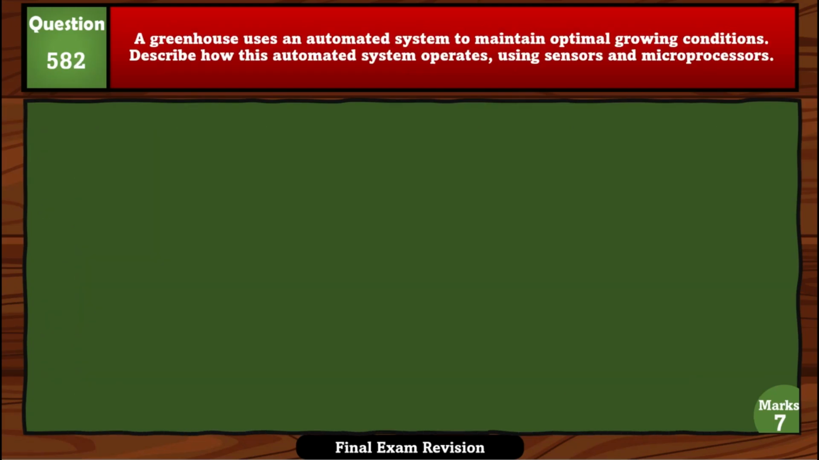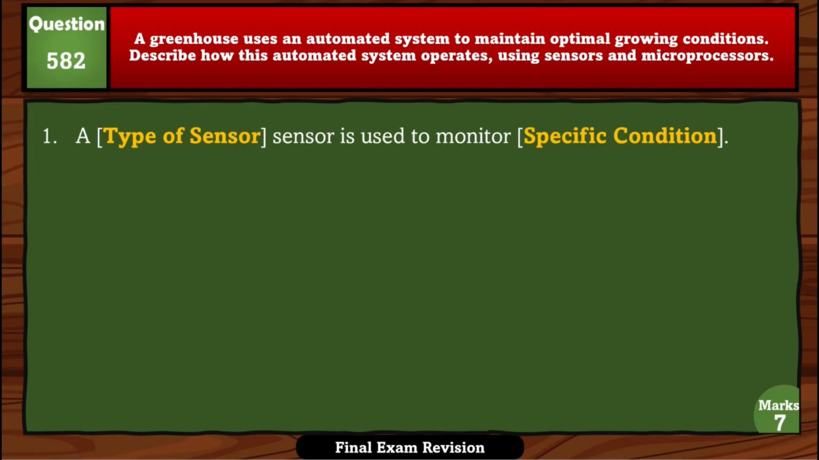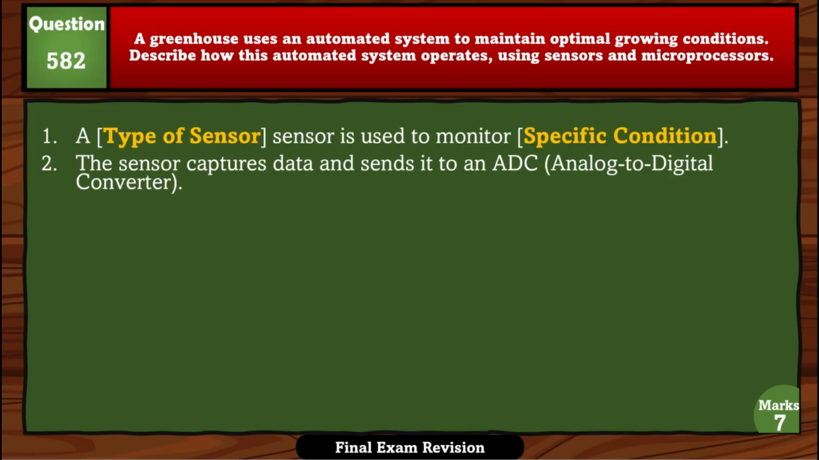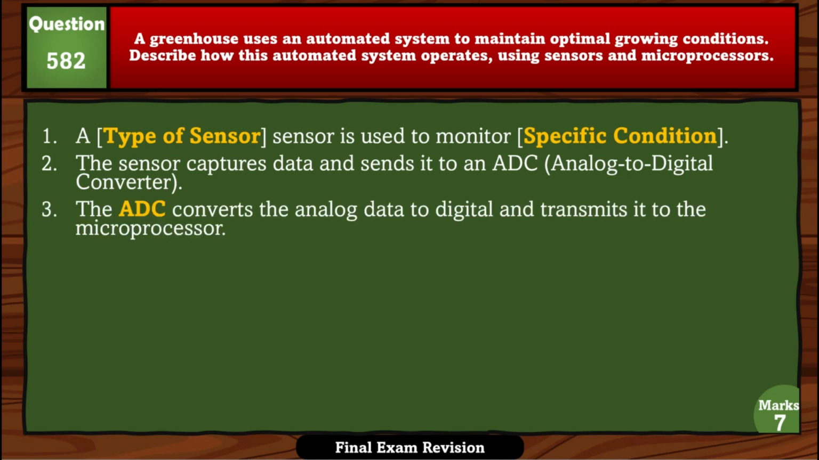Question 582. A greenhouse uses an automated system to maintain optimal growing conditions. Describe how this automated system operates using sensors and microprocessor. A type of sensor is used to monitor a specific condition. The sensor captures data and sends it to an ADC, analog to digital converter. The ADC converts the analog data to digital and transmits it to the microprocessor.